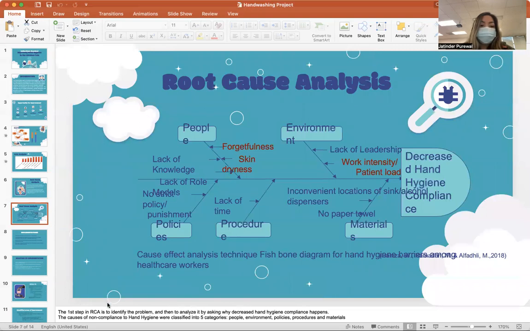The first step in RCA is to identify the problem and then to analyze it by asking why decreased hand hygiene compliance happens. The causes of non-compliance to hand hygiene were classified into 5 categories: people, environment, policies, procedures, and materials.